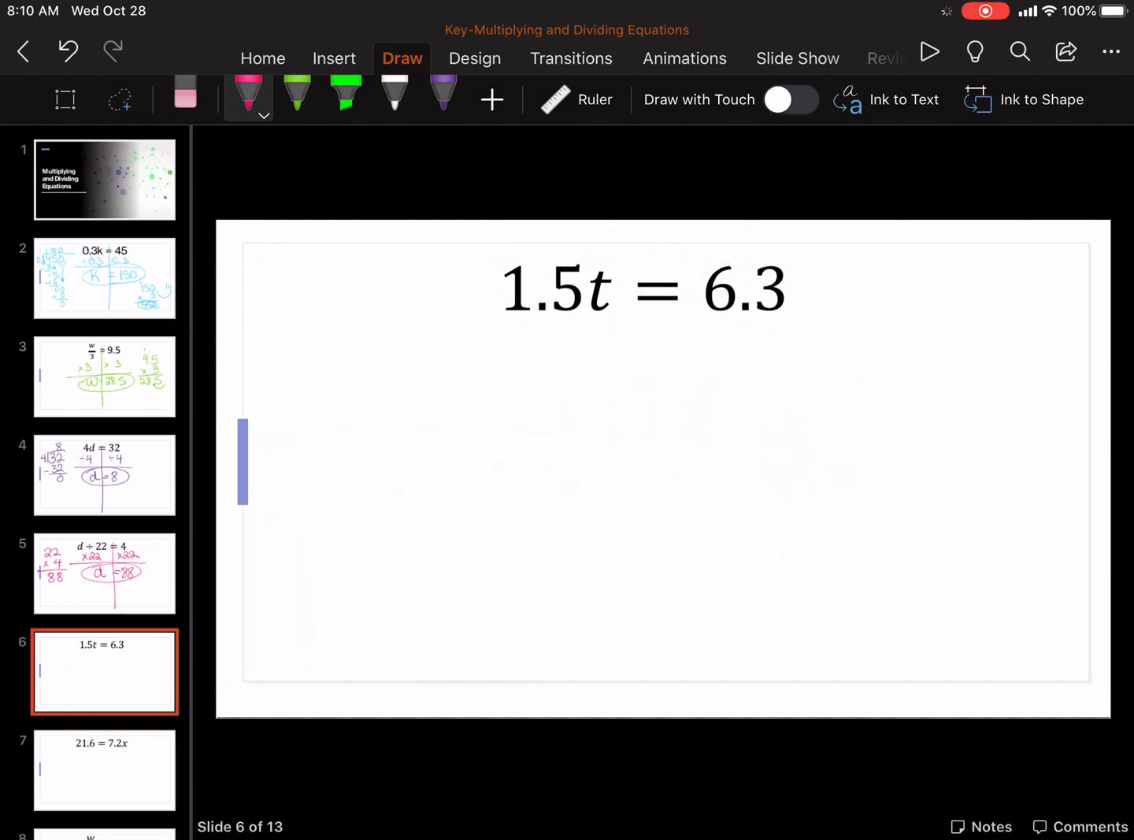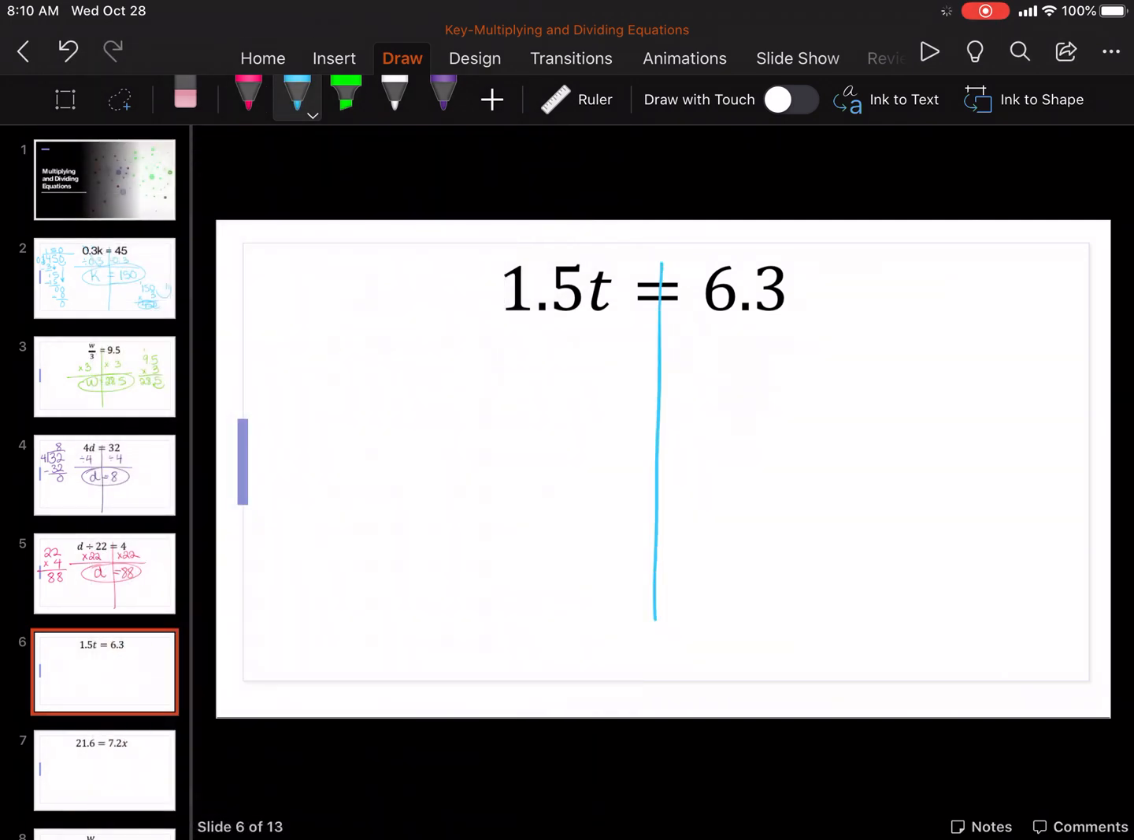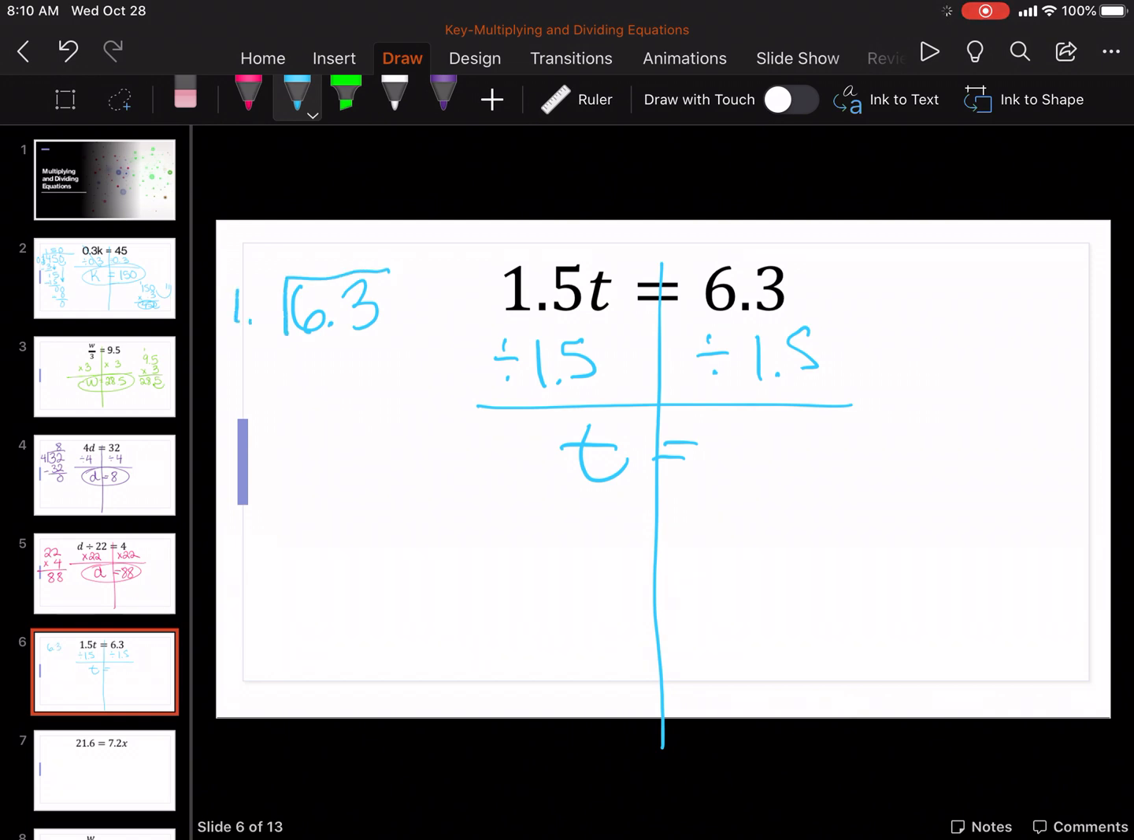Okay. Draw our line down the middle. Let's get a different color just because we can. Draw our line down the middle. What's happening with T is multiplication. So we're going to divide by 1.5 on both sides. We're going to get T by itself. We're going to do 6.3 divided by 1.5.